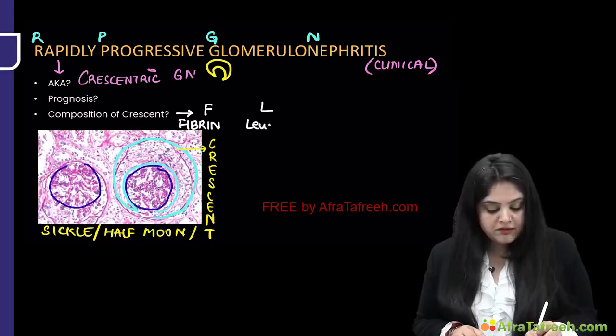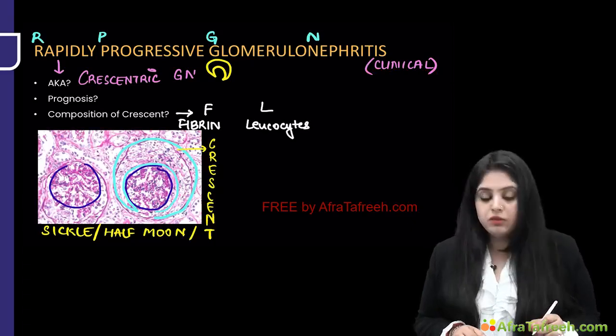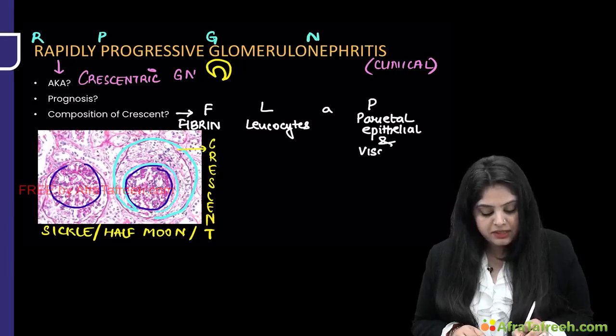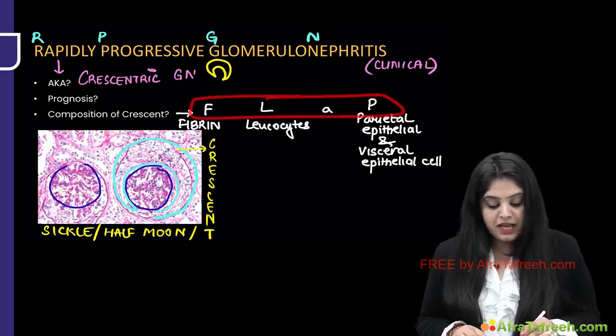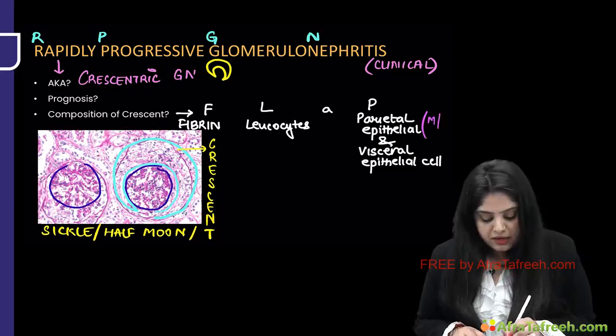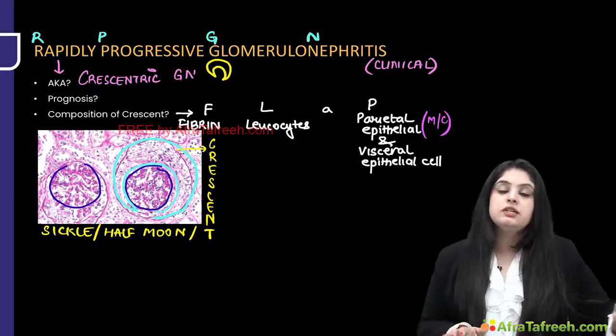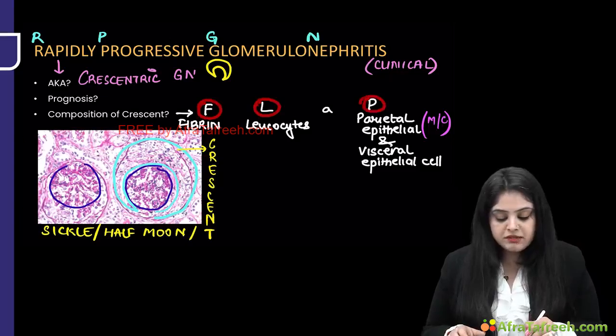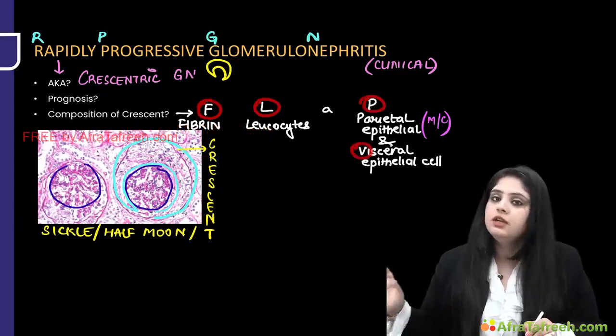L for it is going to have leukocytes. A for and. P for parietal epithelial, more commonly than visceral epithelial cells. Parietal epithelial and visceral epithelial cells. But I kept only parietal epithelium in my mnemonic. I have not kept visceral. I've labeled it as flap because I want everyone to primarily learn parietal epithelium, because more commonly it is parietal only. So now the question comes that your crescent of flap is made up of fibrin, leukocyte, parietal epithelial cells, visceral epithelial cells, and all of the above. You select all of the above.